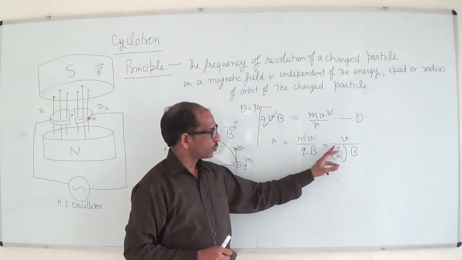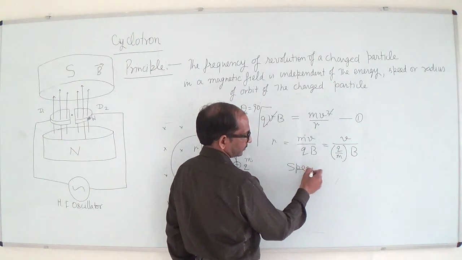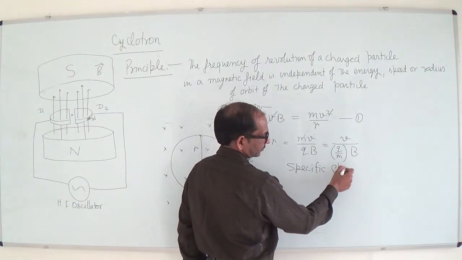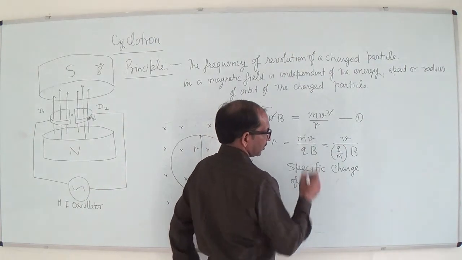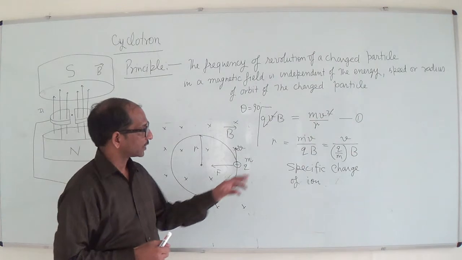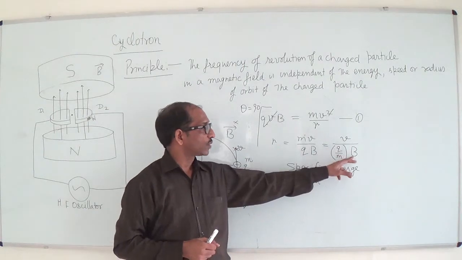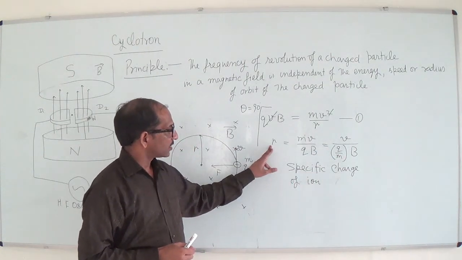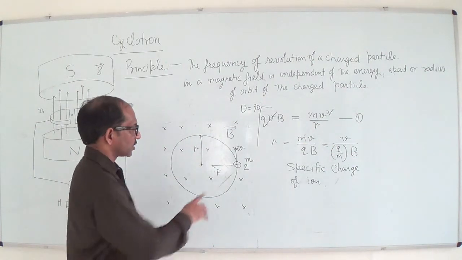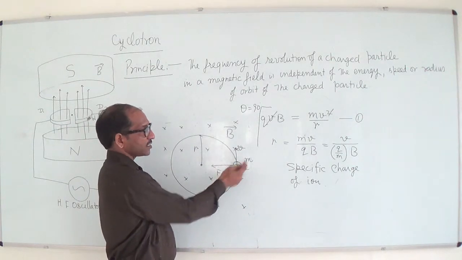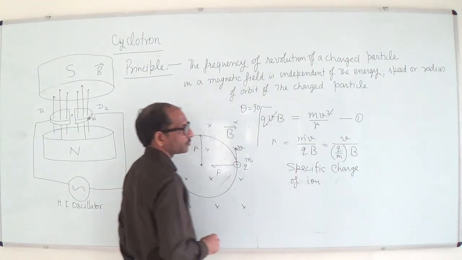Because these two factors, q upon m, the specific charge of that particular ion, is constant, and similarly the magnetic field which is applied is also constant, these two quantities are constant. As a result, you can see that r is directly proportional to v, where v is the velocity of this charged particle. So the radius of this circle directly depends on the velocity of the charged particle.